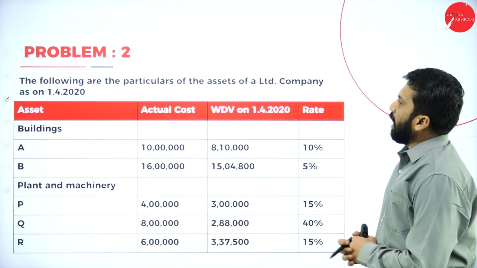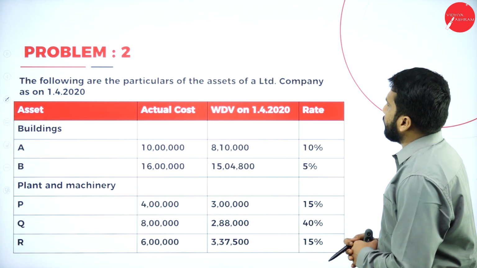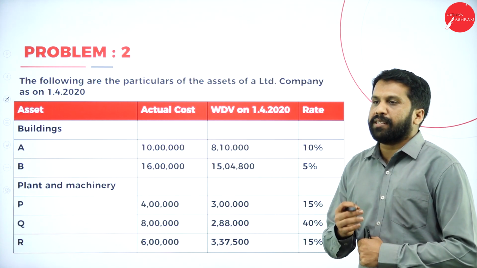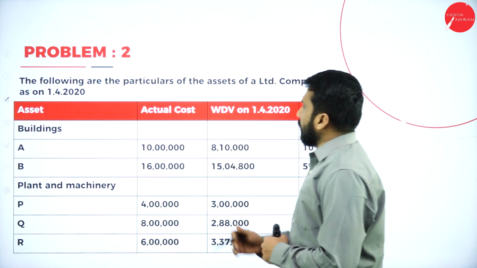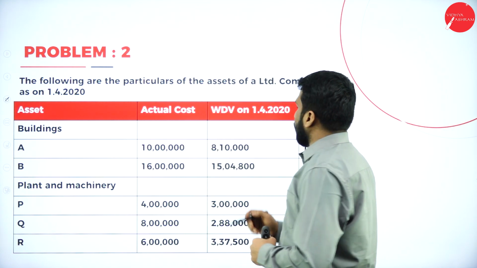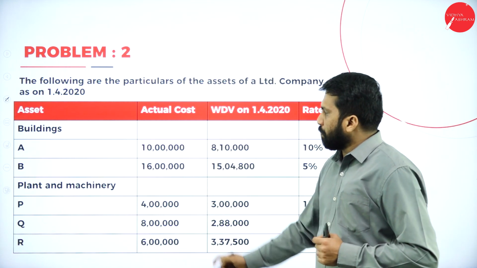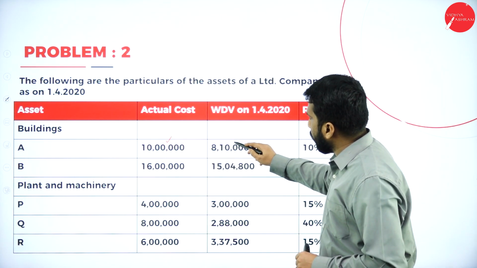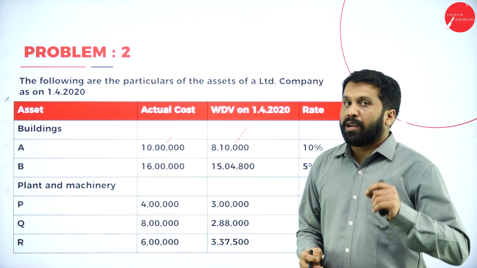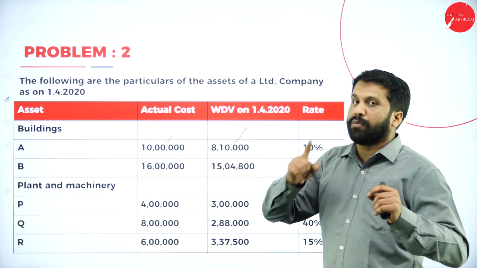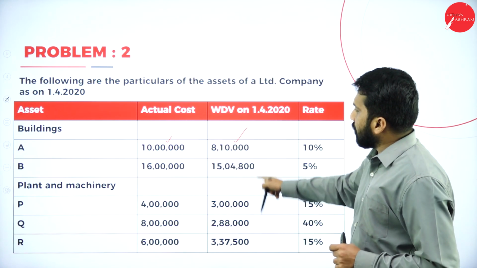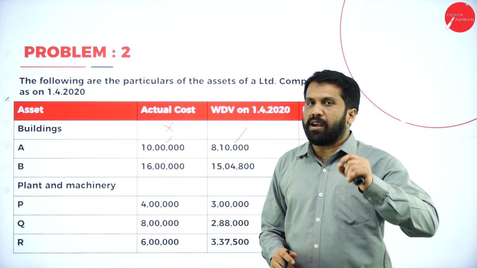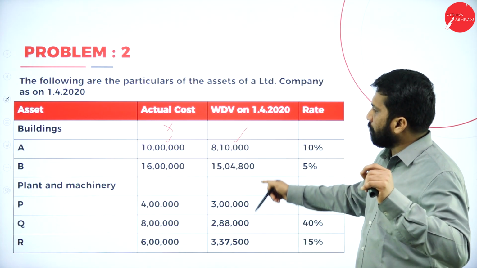These are the information we have. The following are the particulars of assets of a limited company as on 1/4/2020. Assets are actual cost, WDV, rate. Remember, even though you purchased for 10 lakh, we don't consider 10 lakh, we go for 8,10,000. Never go for actual cost, always do your problem on WDV. This is not required for your calculation. For your calculation, always go with WDV value.